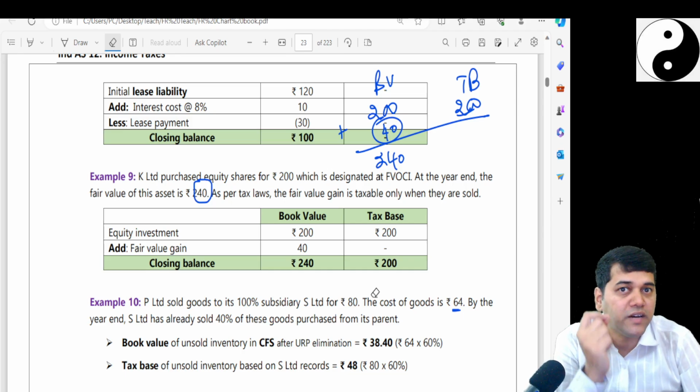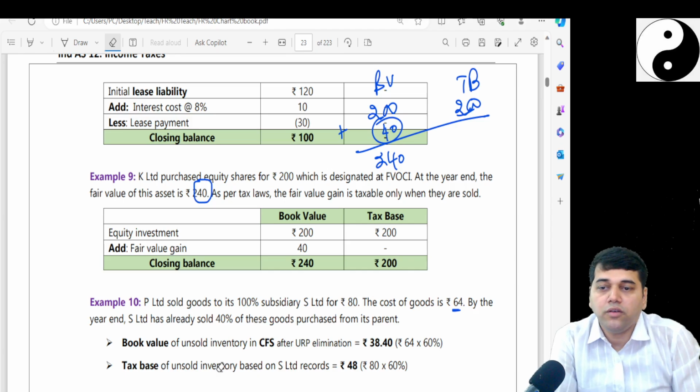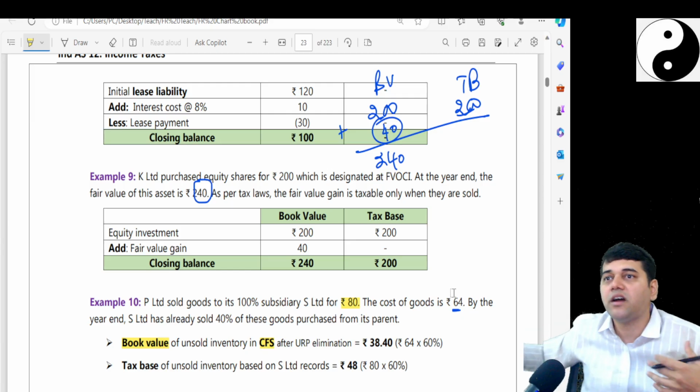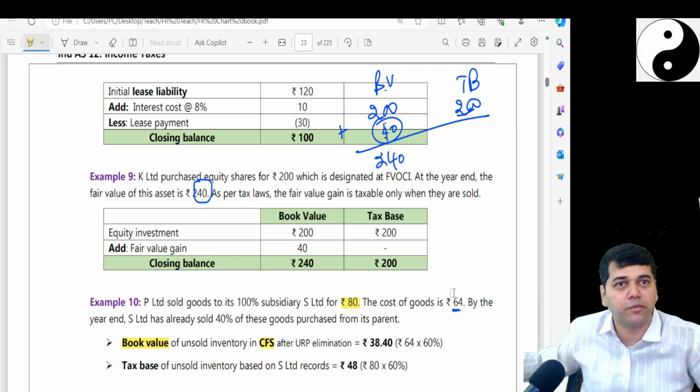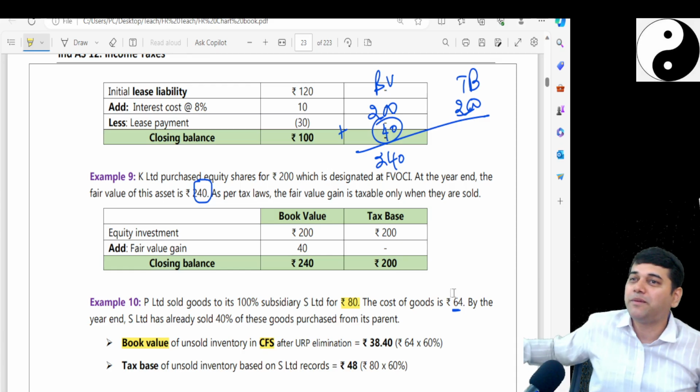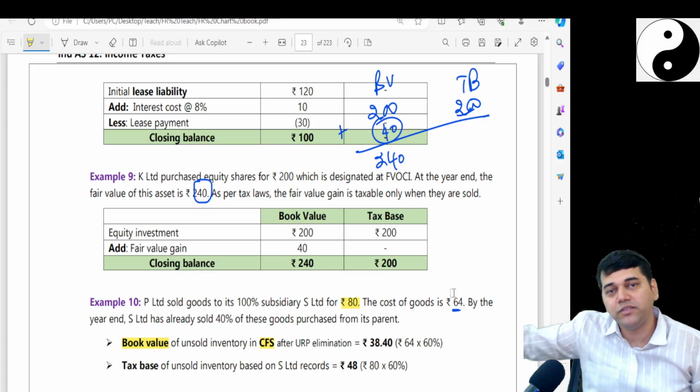Now, there is one element of unrealized profit because we are going to consolidate now. Followed, no? Now, what is the book value of the unsold inventory in the consolidated financial statement? First of all, out of 80, you will remove that profit, because me and my kids are not different, no? Can your parents say, sold through you and made a bumper profit? That doesn't happen with the parent and child relationship. It happens with a third party.